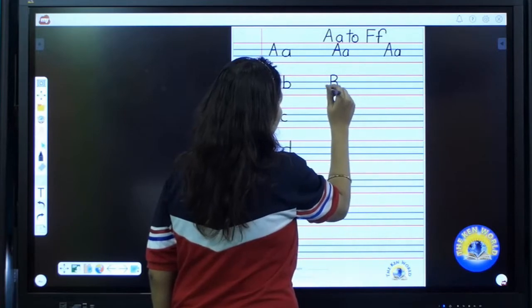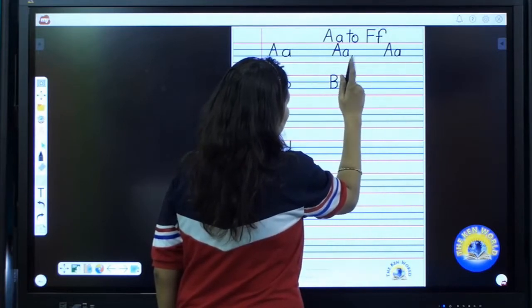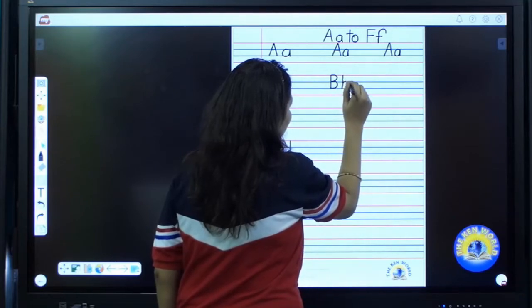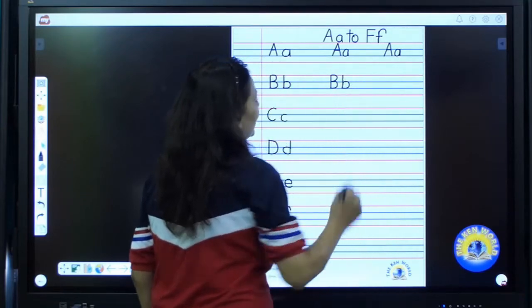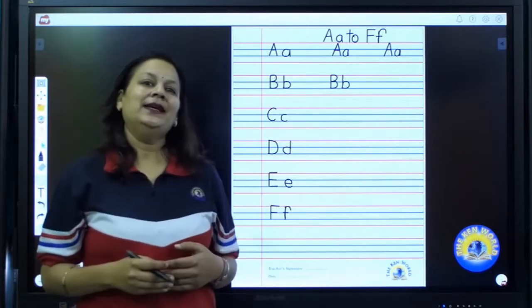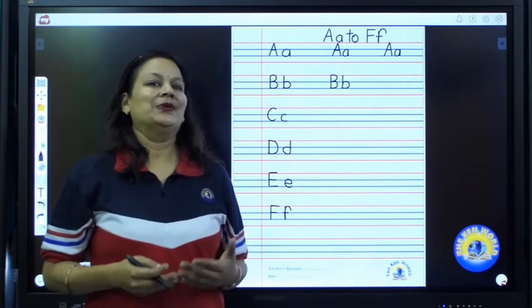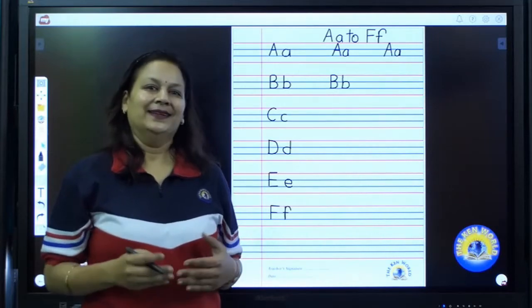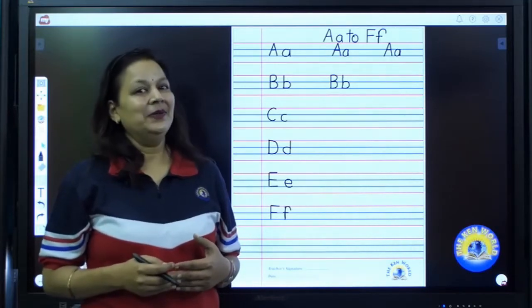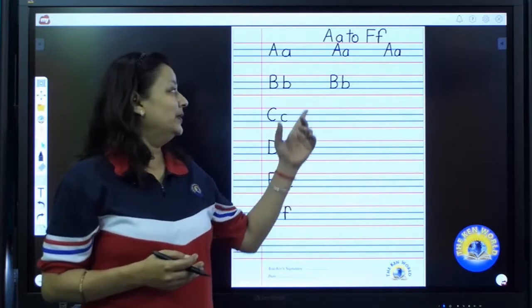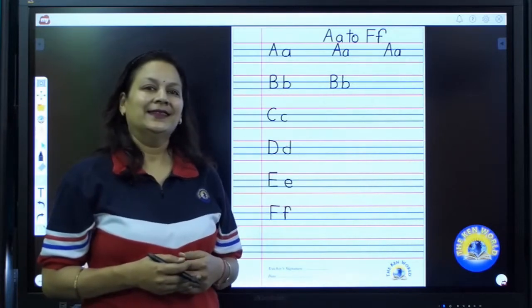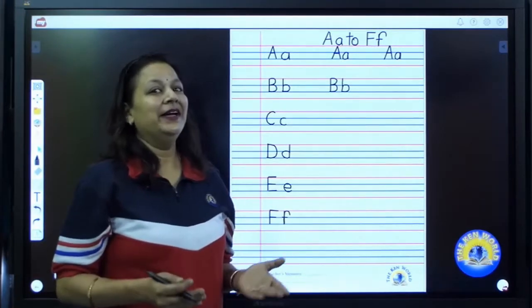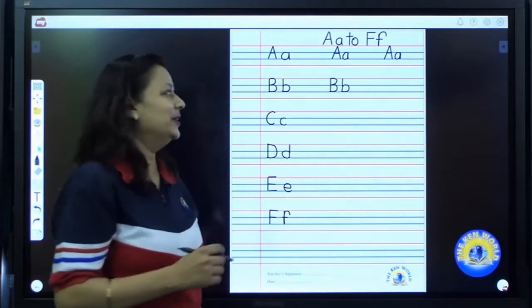B says B. Now it's your turn to write B. Speak and write, kiddos. B says B. Write it properly. Be careful about the lines. Have you all done? Now we are going to write B one more time.